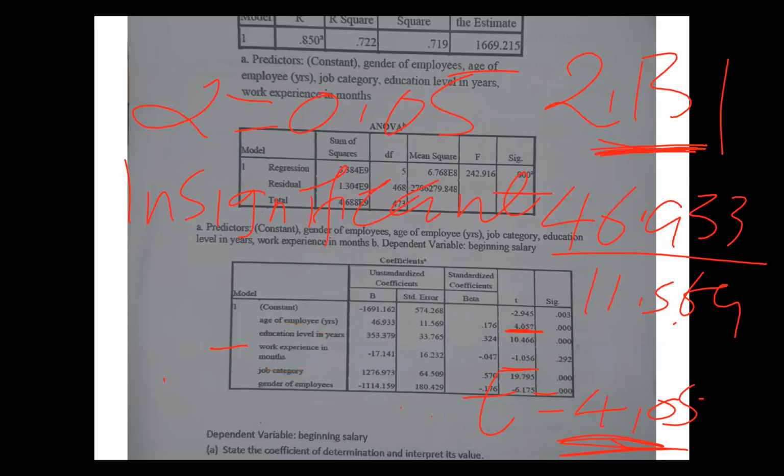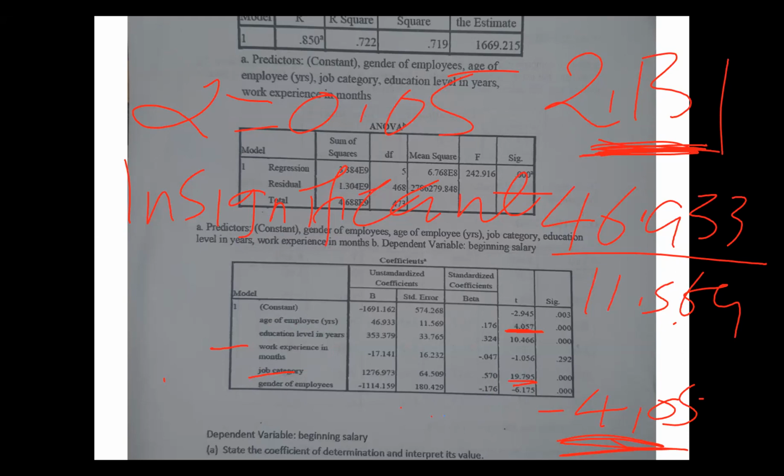Job category. Job category is significant. It matters to determine the beginning salary, right? You've seen, it is 19. So it's way bigger than the critical value. You reject the null hypothesis, that is to say it is significant. So which simply means that the variable is significant. It has impact to the model. So job category has impact. And this is very true. It is true that the job category has impact.